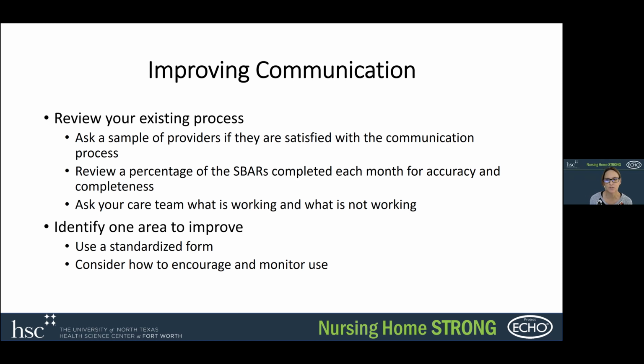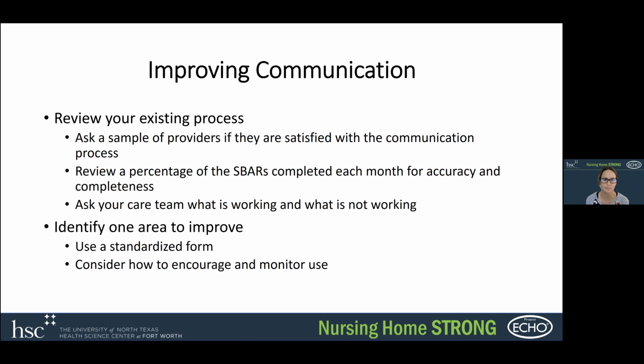So in terms of improving communication, this is a good example of just an area that we need to continually monitor. So, looking past any sort of paper compliance, we really want to make sure this process is working well. And that can really help to improve communication within your facility. So a great place to start in doing this is reviewing your existing process. Ask the folks that are closest to this, ask a sample of providers, how is communication working? Are you getting the information that you need? Are you satisfied with the communication process?